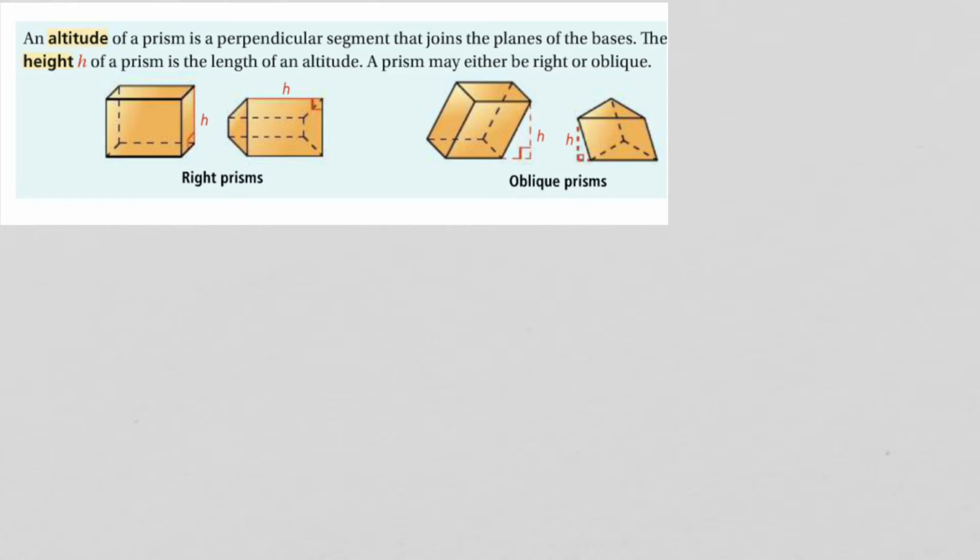We could have prisms that are going straight up. Those are called right prisms, like the ones on the left. And we could also have prisms that are oblique, that are on a slant, but they still have the same height there.